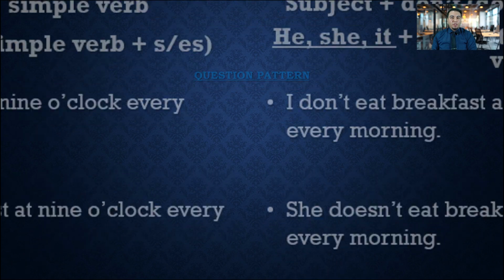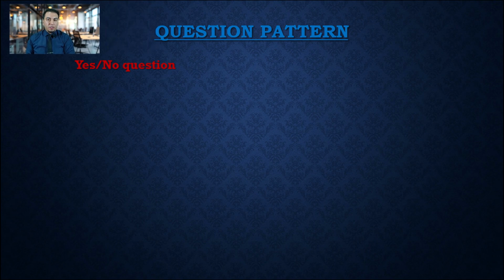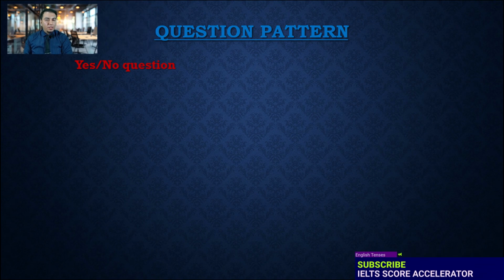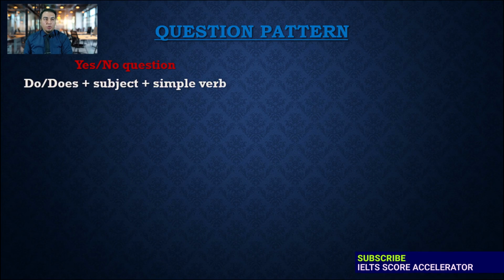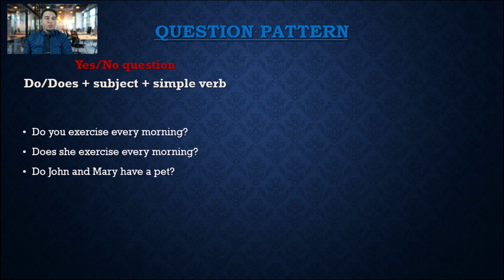Now let's move to questions. First, we'll learn yes-no questions. The questions whose answers are yes or no. The structure is do or does plus subject plus simple verb. Do you exercise every morning? Does she exercise every morning? Do John and Mary have a pet? Does Steve meet her twice a week?